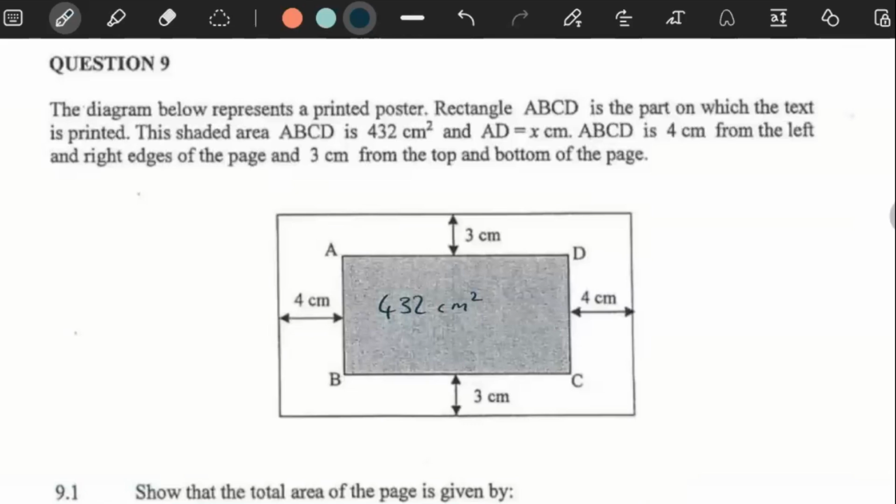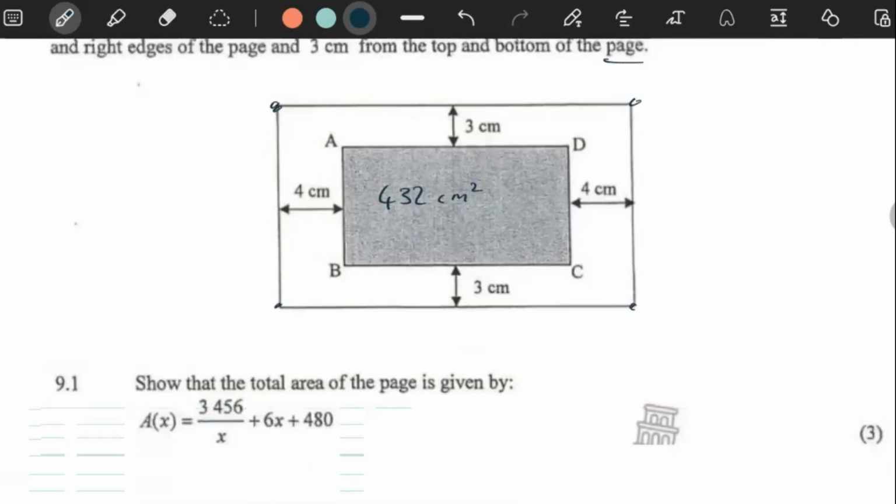The total area of the page. So let's see. The diagram below represents a printed poster, rectangle ABCD shows part of the printed area. The shaded area is this much, going on and on. And then they said the shaded area is 3 and 4 centimeters from the edges, right? And then it says here that's the whole page is here. See, they want us to show that the total area of the page can be given by this. So that's not a very difficult question, to be honest. The reason being, it's just a 3-mark question. So that's our first consolation.